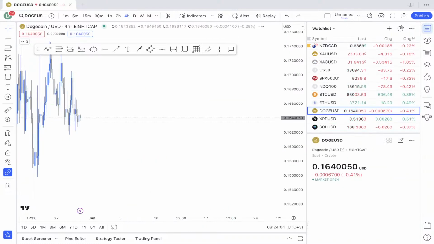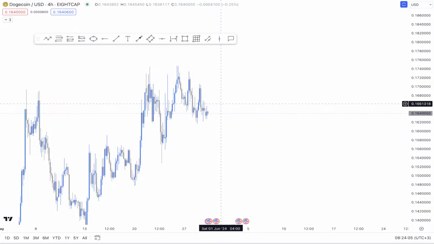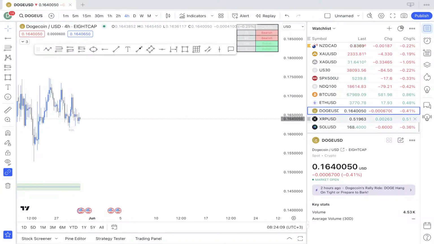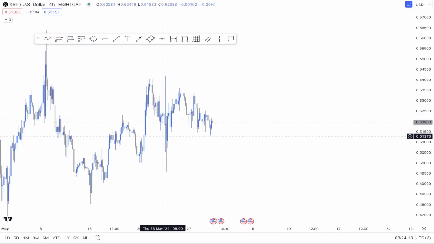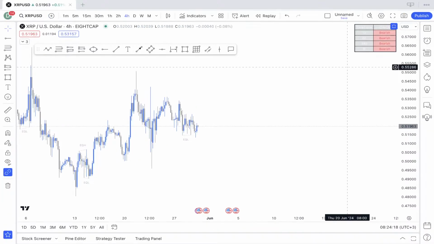On Dogecoin, we can see that price is looking pretty choppy and that there's no clear range that we could trade. I think that's the same story on XRP. As y'all can see, very choppy price action, a lot of wicks, a lot of indecision, hence why we're just gonna wait for some fresh structure.